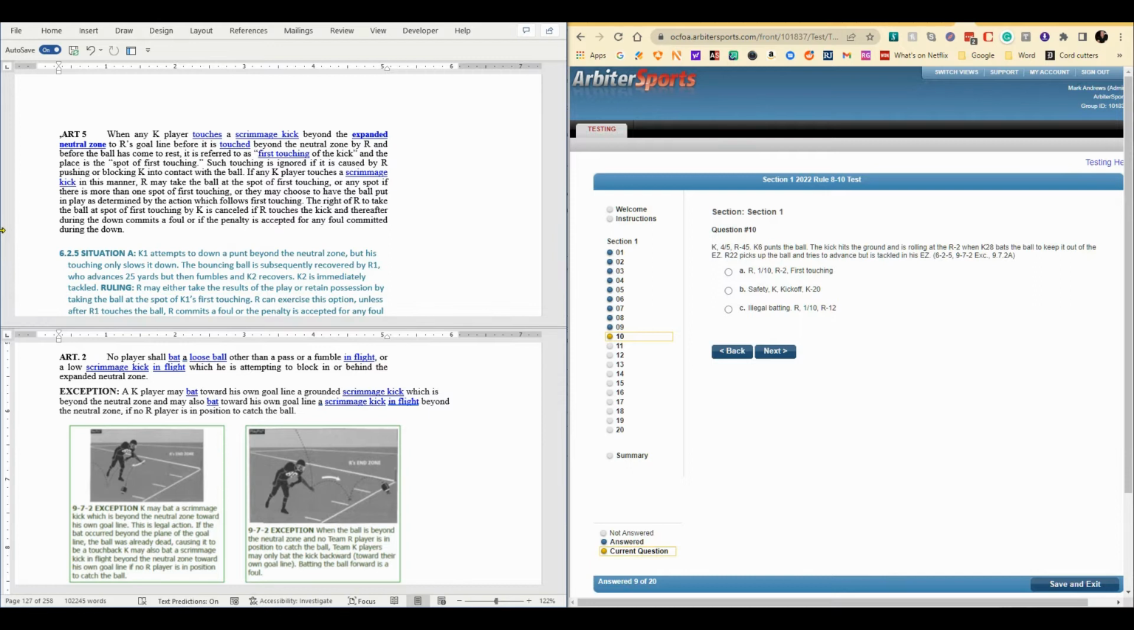Question number 10. This is a good one. K fourth and 5 at the R45. K punts the ball. The kick hits the ground and is rolling at the R2 when kicker 28 bats the ball to keep it from going out of the end zone. In other words, he's batting it backwards towards his own end zone. R22 picks up the ball and tries to advance, but is tackled in his end zone.